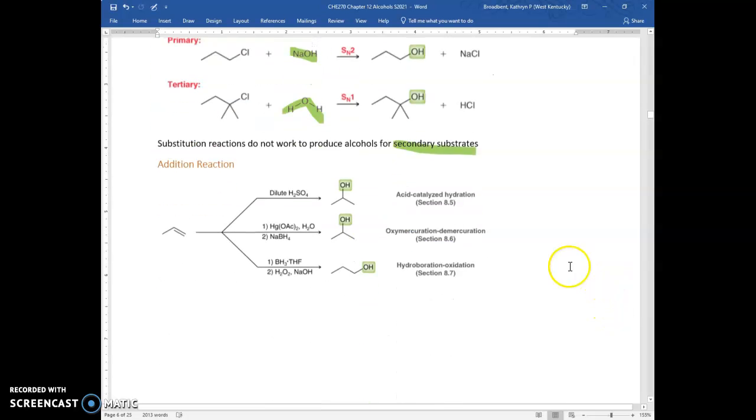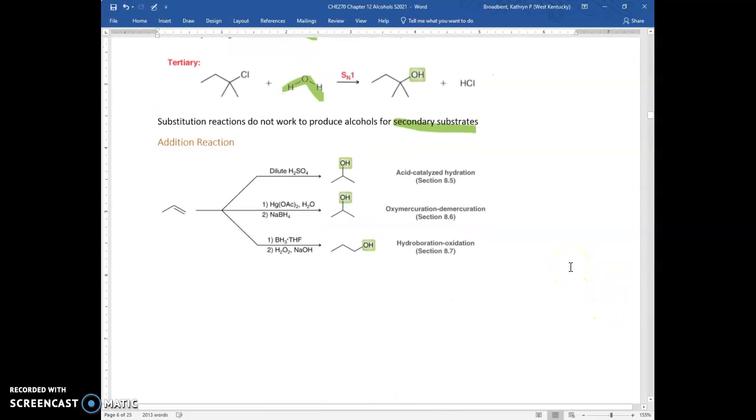Let's look at addition reactions. We can use dilute acid for acid-catalyzed hydration. This works well. It forms a carbocation intermediate, and sometimes we get carbocation rearrangement with an acid-catalyzed hydration. We can avoid that complication by using the mercury compounds here, the oxymercuration, demercuration process.